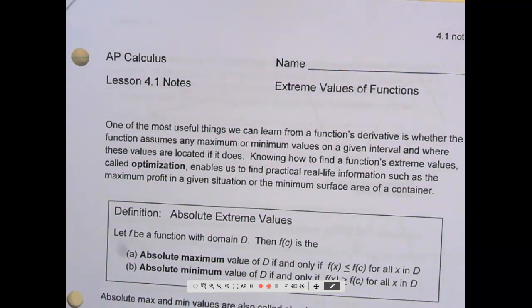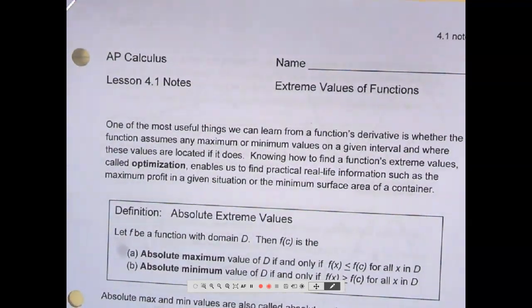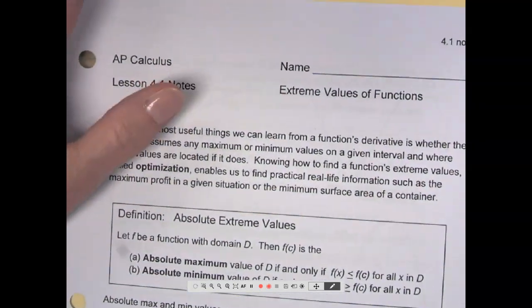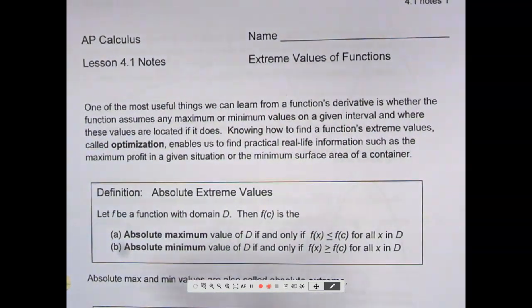All right, so we are moving on to chapter 4, and we are talking about extreme values. What could that possibly mean? Okay, peaks or troughs, highs and lows, things like that. That's exactly what we're going to be talking about.